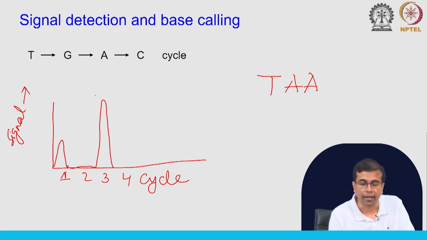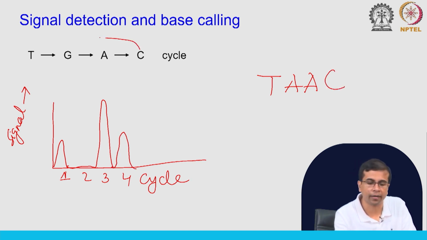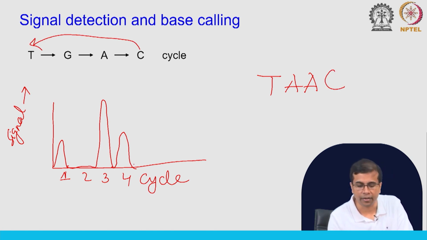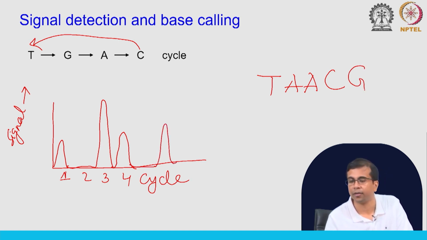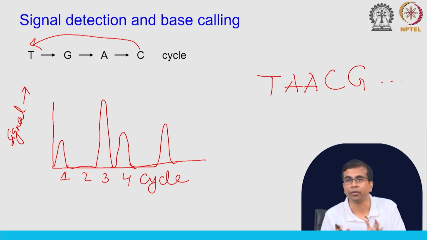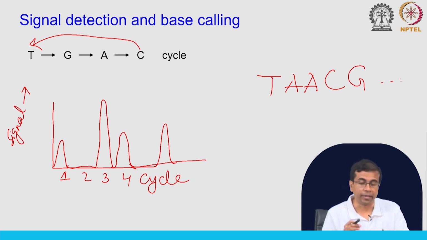Let us continue the cycle. Next one, let us say we see a signal here, and we say there is C. Then we go back to T again and we see whether there is signal. No, so no T. For G, yes, let us say there is signal. So, G, and so on. We continue this process. You can run this for 100 cycles, 150 cycles, or as many cycles as you want, or before you start losing the accuracy. So, this is the principle of how this sequencing method works.